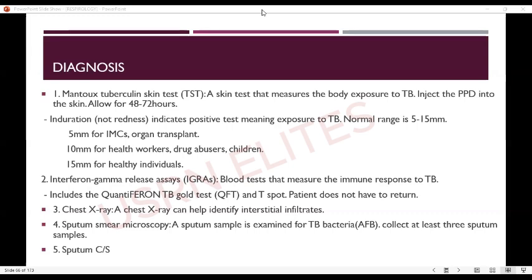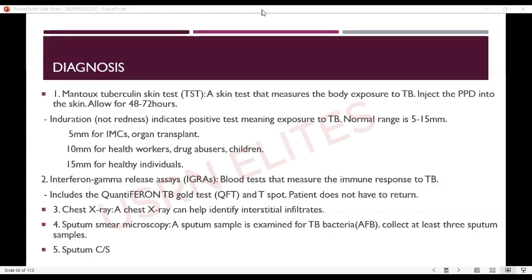When the patient is a health worker, a drug user, or a child, please, you are expecting 10 millimeters. And when the patient is healthy, without any immunocompromise, not a health worker, not a child, you should expect 15 millimeters.